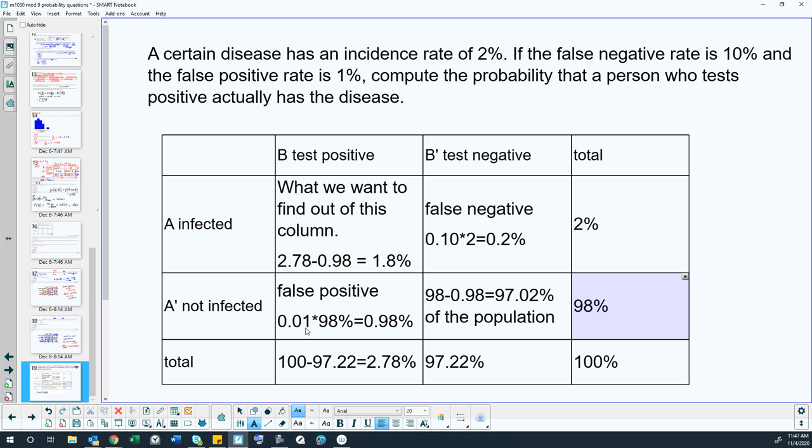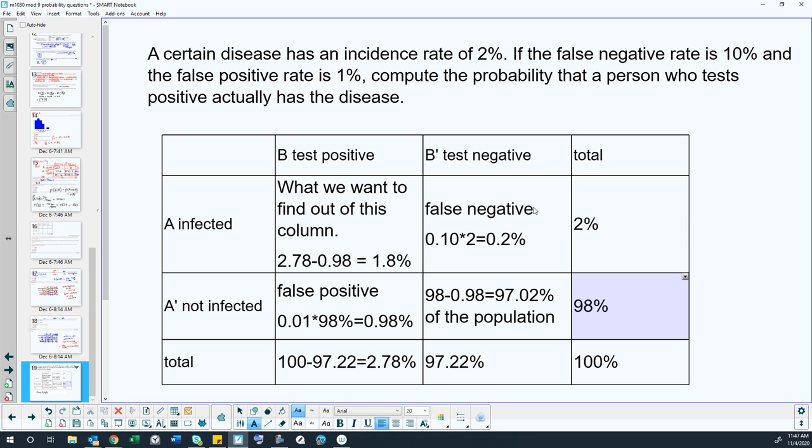So 0.01 times 98% is 0.98% of the total population that don't have the disease but have a positive result. So now they think they have the disease, but they don't really. Okay. So now we have that number. So this number we just figured from 100% of the population. This was given to us. We subtracted to get this number.